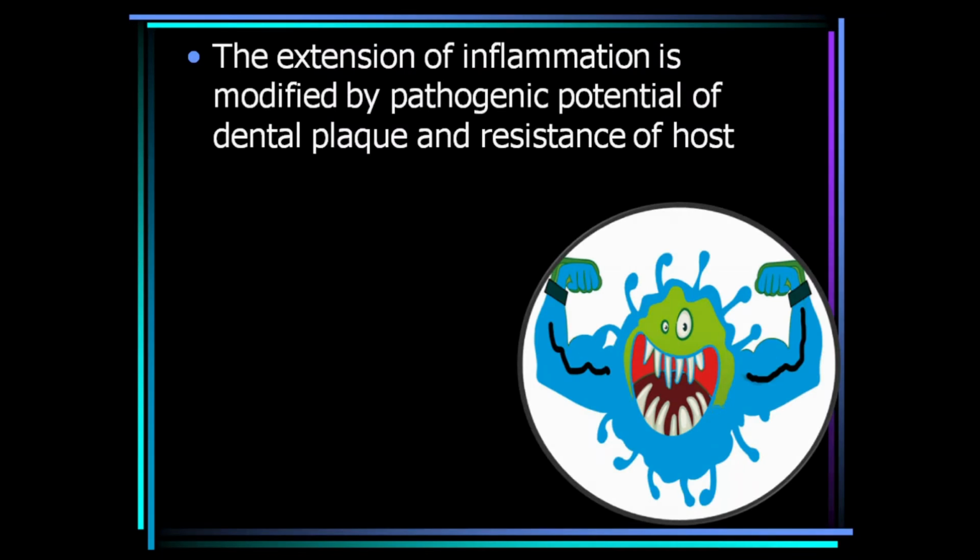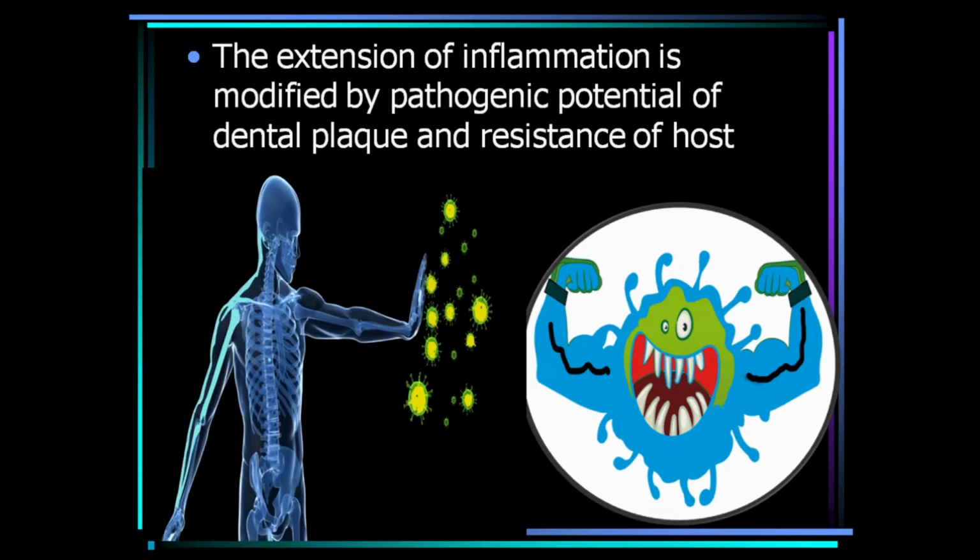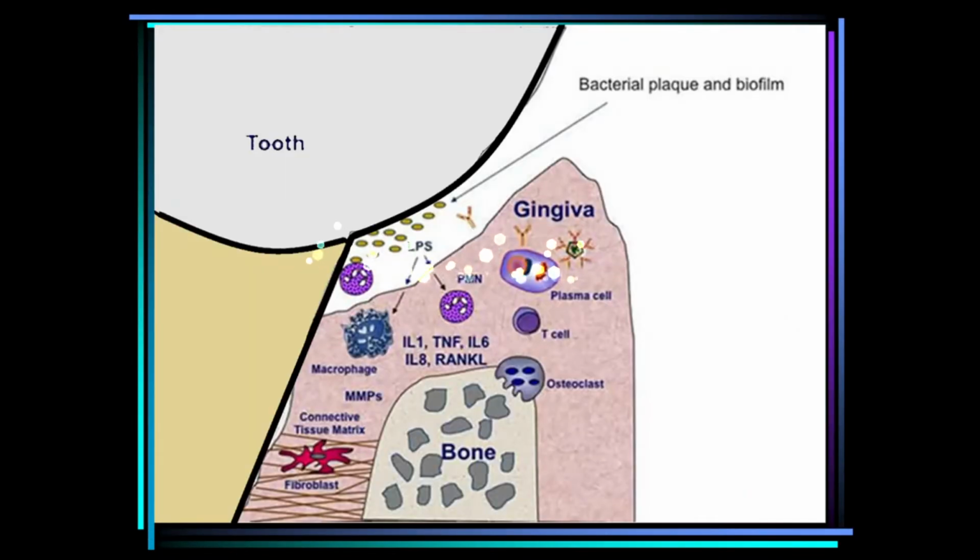The extension of inflammation is modified by the pathogenic potential of dental plaque and the resistance of the host. So there are two important factors that are responsible for the bone loss. One is the virulence factor of the bacteria and the next is the resistance of the host. Let us see the plaque. It is getting accumulated, and once plaque accumulation and maturation is there, the number of gram-negative bacteria is increasing in the plaque.